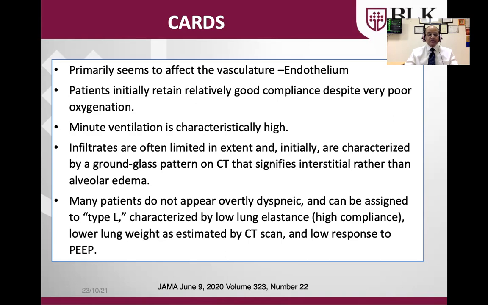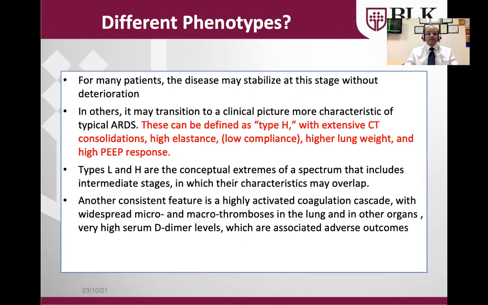So this was, again, the concept of phenotype. Type L means characterized by low lung elastance, means they have high compliance. They have lower lung weight as seen by CT and low response to PEEP. The other phenotype that has been proposed is type H, where we have extensive CT consolidation, high elastance or low compliance, higher lung weight, and high PEEP response. So the type L and H are conceptual extremes of a spectrum that includes intermediate stages where their characteristics may overlap.